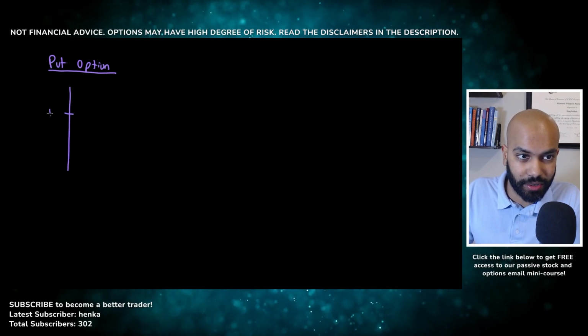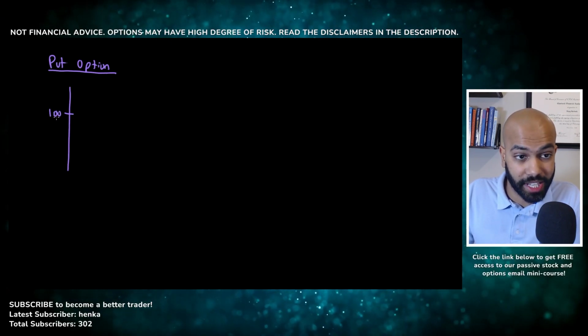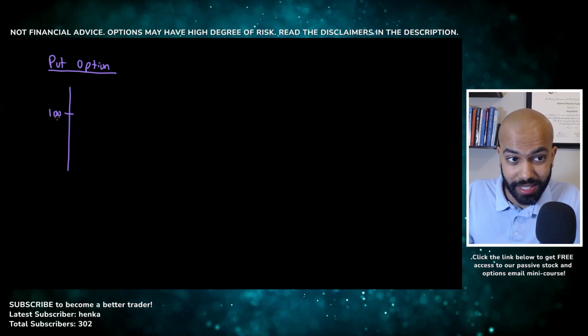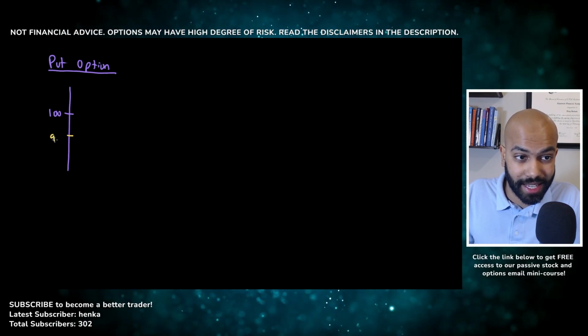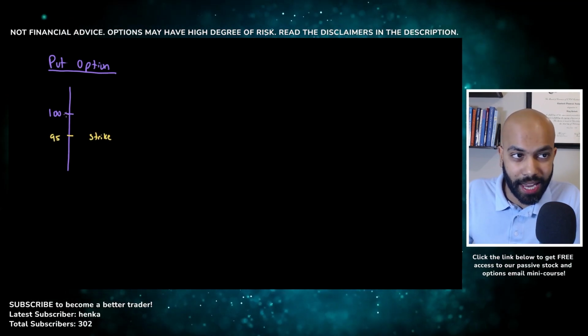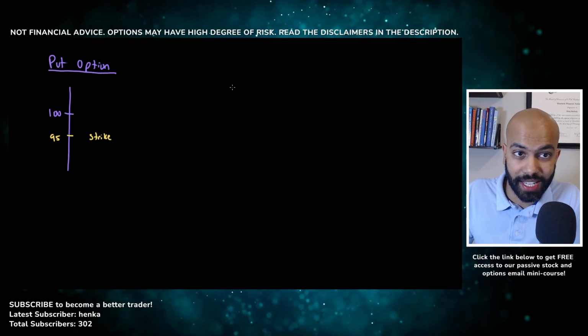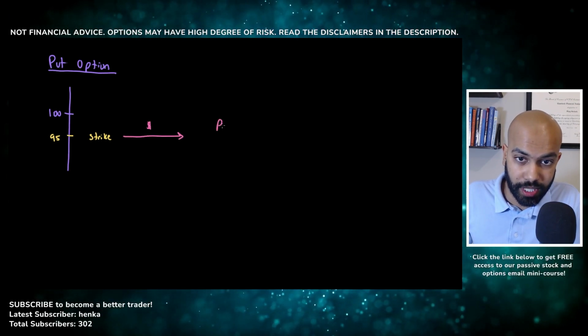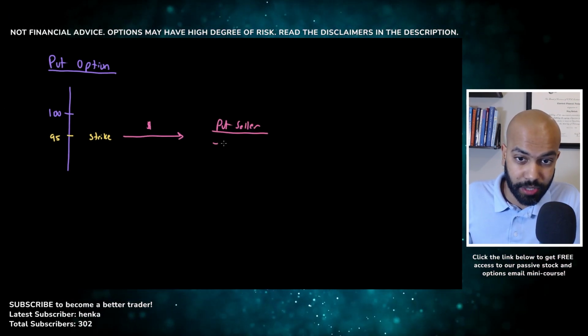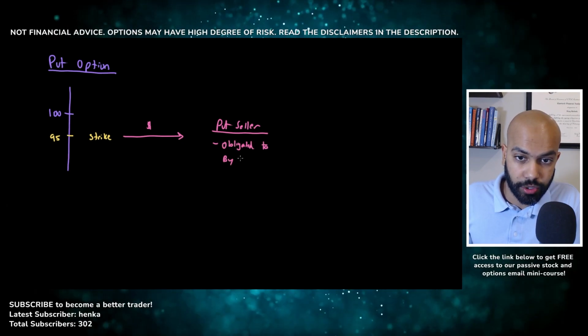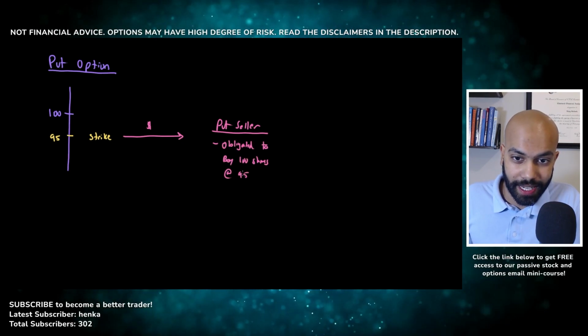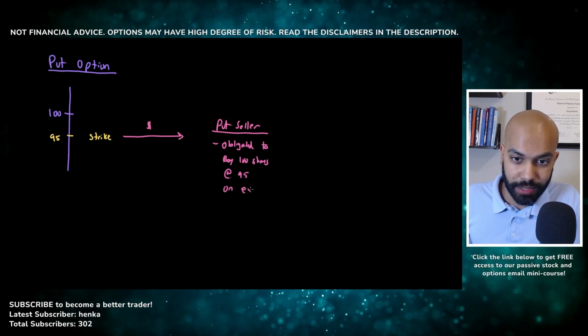So let's also look at this right here. Let's say a stock right now is trading at $100. You think it's going to go down. So what you could do is buy a put option at, let's say, a $95 strike price. And for this, you would have to pay a premium to the put seller. Now, the put seller accepts the premium, but now they are obligated to buy 100 shares from you at $95 on the expiration date.